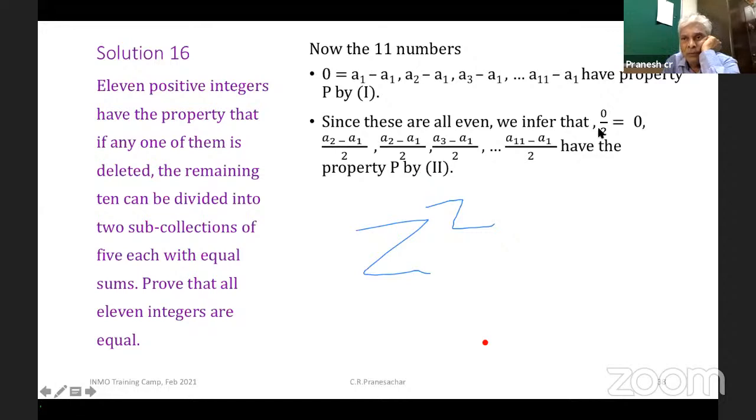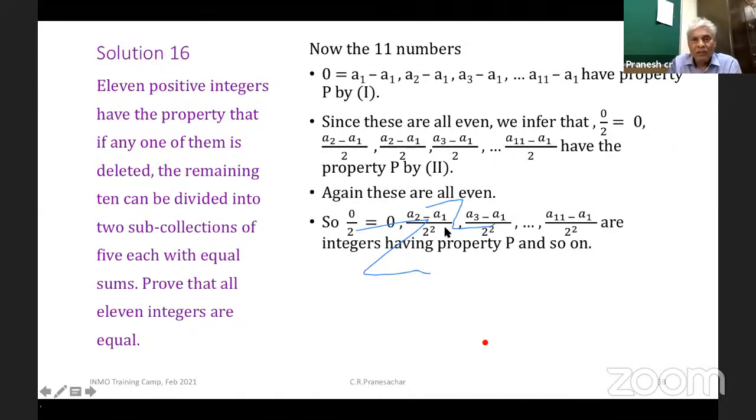I divide by 2, and you get 0, (a2 minus a1)/2, (a3 minus a1)/2, up to (a11 minus a1)/2. They have the same property P. But again, one of them is 0, and these are all integers. Therefore, again, all these will be even because 0 is even. Therefore, I can divide by another 2. So I get 0, (a2 minus a1)/2 squared, (a3 minus a1)/2 squared, up to (a11 minus a1)/2 squared. They're also integers having the property P. Again, 0 is even, so these numbers will be even. Therefore, I can divide by another 2 and so on.